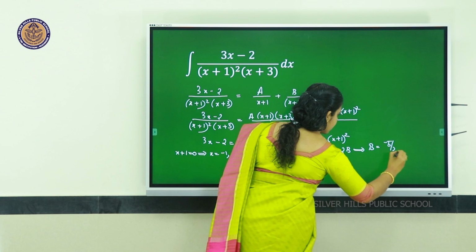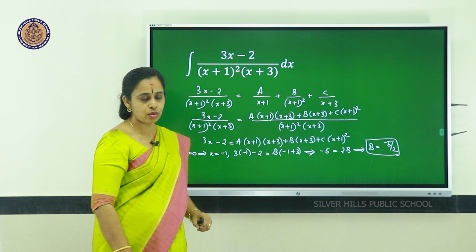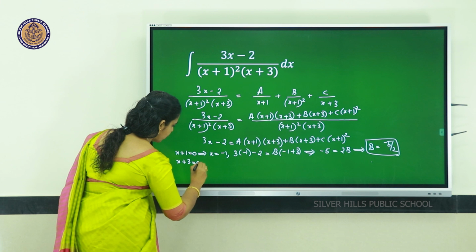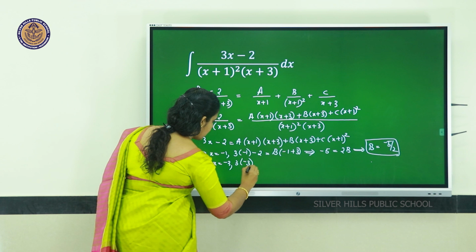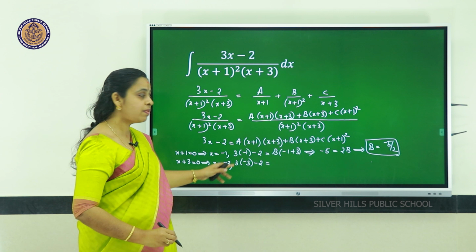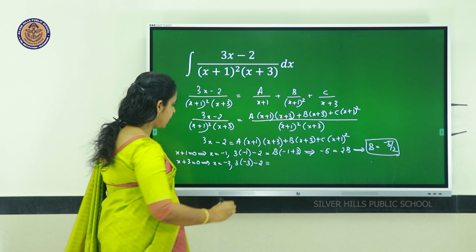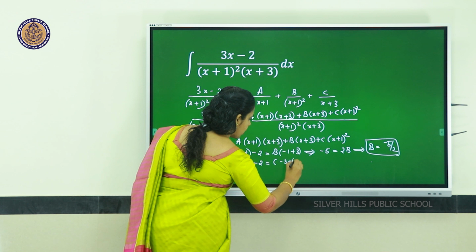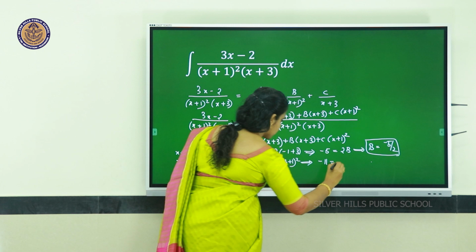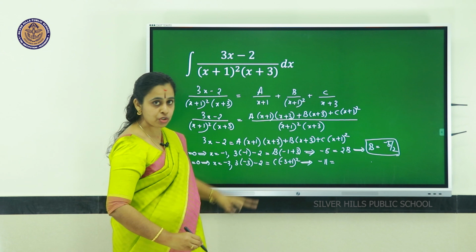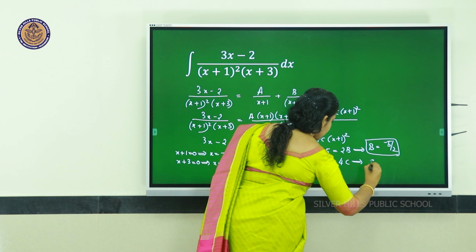Now let us take the second factor, x plus 3 equal to 0. x plus 3 equal to 0 gives x equal to minus 3. Substituting in LHS, 3 into minus 3 minus 2 equals, wherever x plus 3 is a factor, that part will be 0. So x plus 3 comes with a and with b, and remaining only c. So c into minus 3 plus 1 whole square gives 3 into minus 3, minus 9, minus 2, minus 11 equals minus 3 plus 1 is minus 2, whole square is positive 4. So 4c. From this, c equals minus 11 divided by 4.